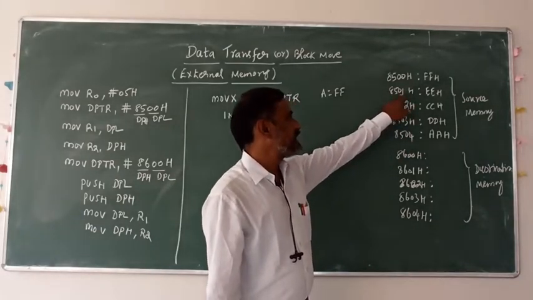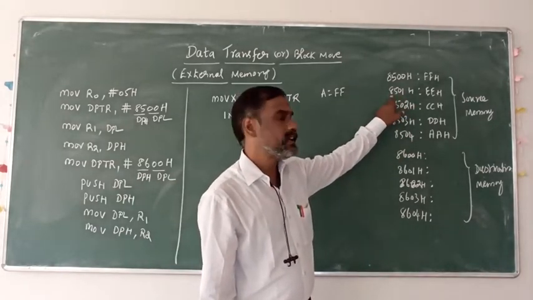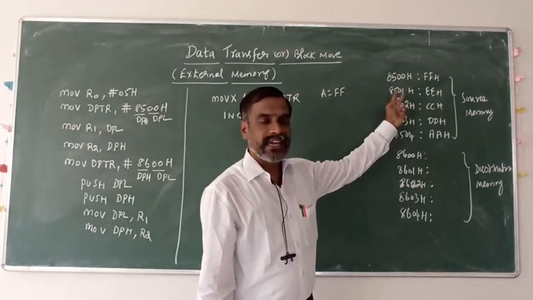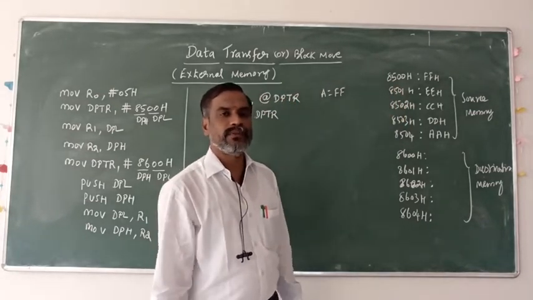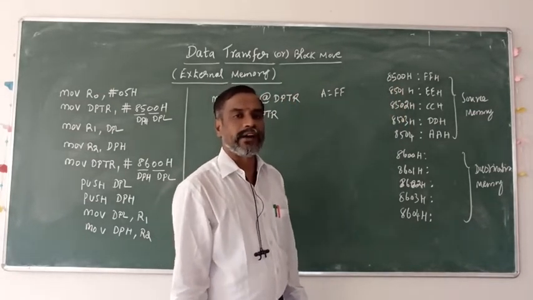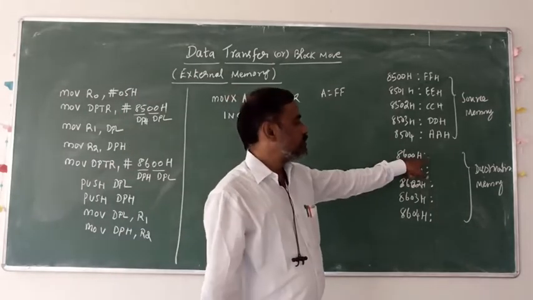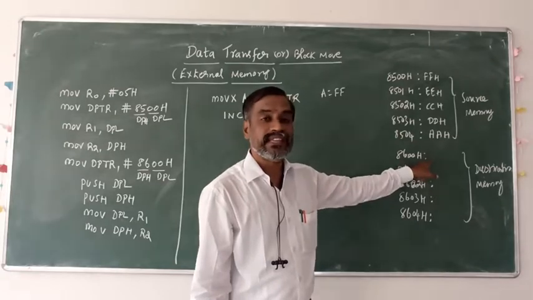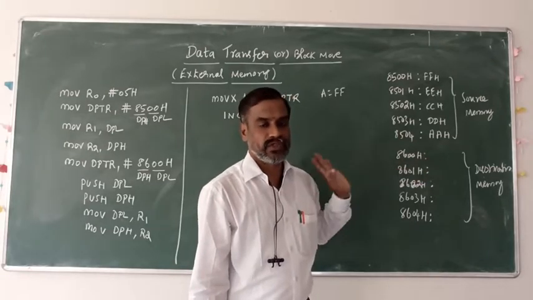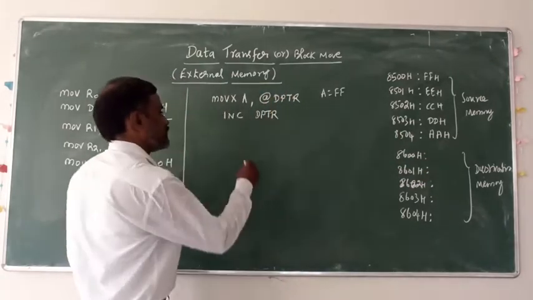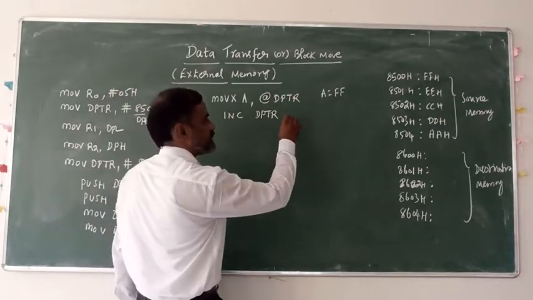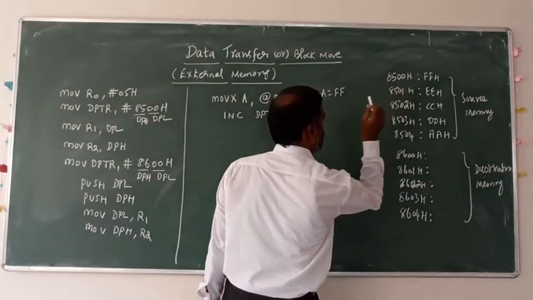8501, this is for DPL and this is for DPH. Again, these two data are temporarily moved into R1 and R2 registers. After that only can we move the accumulated data to this memory address location. For that they are incremented. Now the data pointer address is 8501.